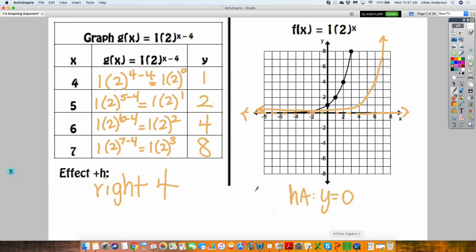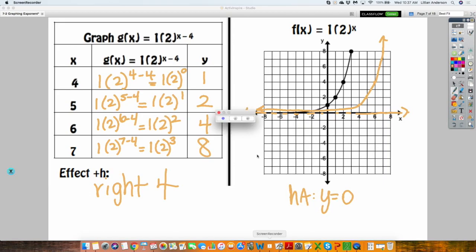I want you guys to do this one on your own, complete the table. And after you complete the table and graph it, I want you to tell me what is the range of this function. Okay? So you're going to complete the table, graph it, and then also write what the range of this function is.